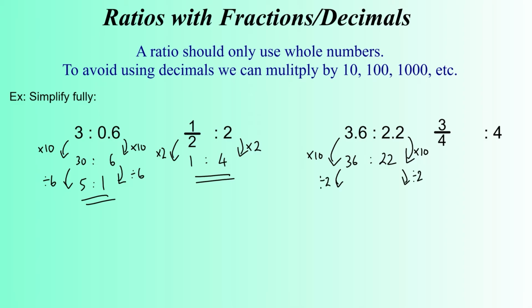How many 2s in 36? Well, that would be 18. How many 2s in 22? Well, that would be 11. And that gives our final simplified answer. 11 is a prime number. We can't do anything more with that.